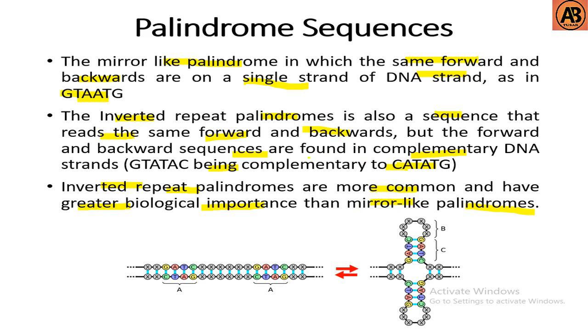That means palindrome means mirror-like structure, and here you can see GATC and its mirror-like structure GATC. This is a mirror-like structure, and the opposite of palindrome is non-palindrome. That means non-palindrome is a non-mirror-like structure. Non-palindrome means the opposite of the palindrome.